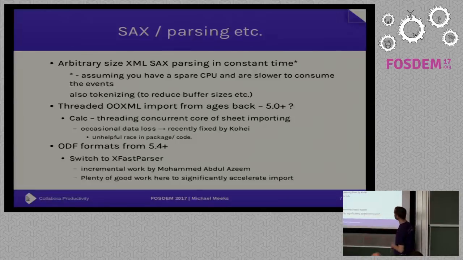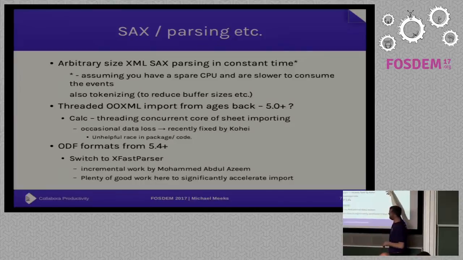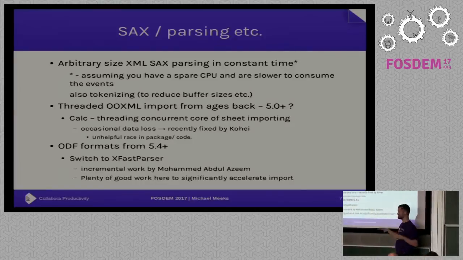Okay, perfect. So we've been doing this for OpenXML import from a long time ago, from something like 5.0, and actually Calc has been threading concurrent loading of sheets as well. So, with occasional data loss, as you see here, recently fixed by Kohei, and we were convinced the bug was in Calc initially, or then we were convinced the bug was in the SAX parsing thing.